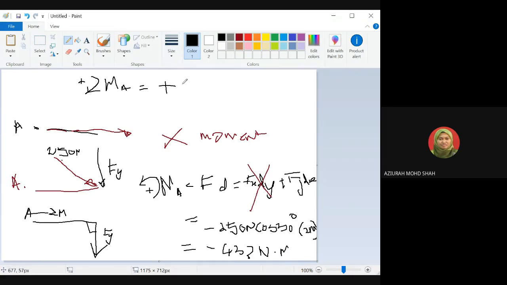Jadi kita tulis lah 250 cos 30 times 2. So you akan dapat positive 433 Newton meter. Okay. Right? Apa maksudnya? At the end, we get the same thing.